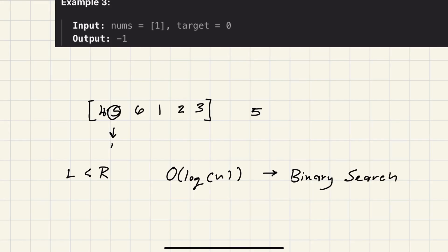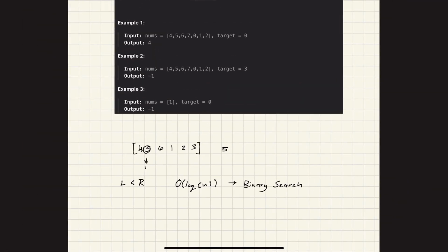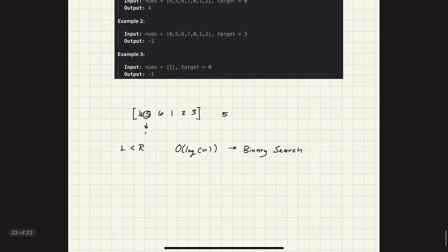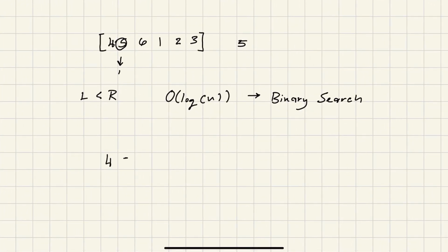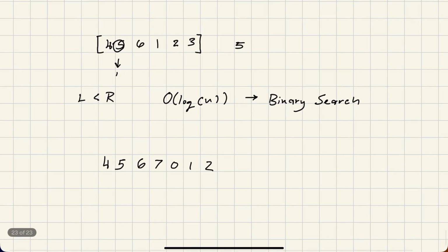Okay, now let's set up an example that they give us: 4, 5, 6, 7, 0, 1, 2. And along with that, of course, we are given a target of 0.